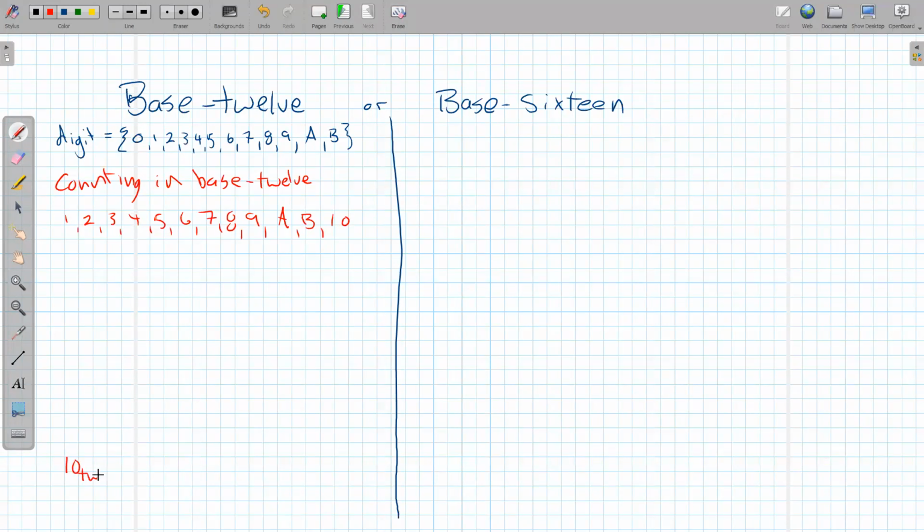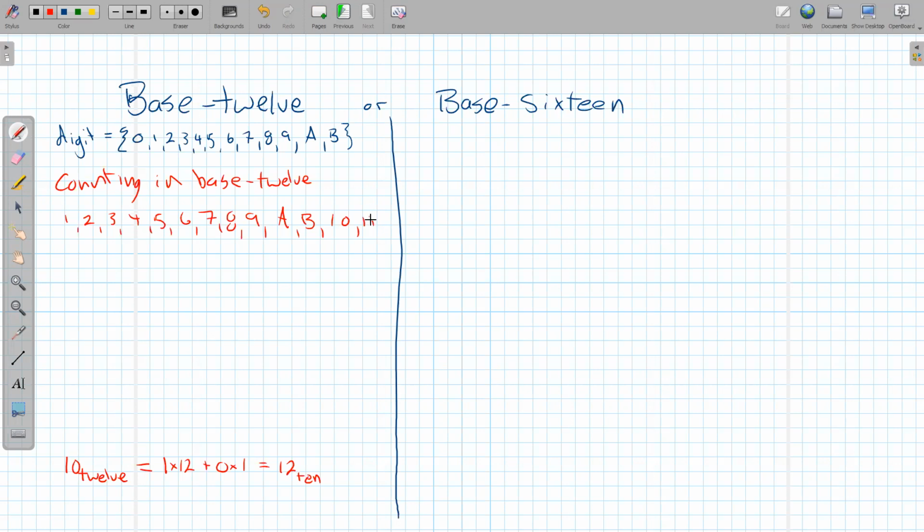1, 0 in base 12 translates as one group of 12 and 0 ones, which is this 12 in base 10. So 1, 0 in base 12 is 12 in base 10. Whoa, that's trippy. All right, so then we keep counting. 1, 1 in base 12 would be what number in base 10? Anyone? 1, 1 in base 12 is what in base 10?